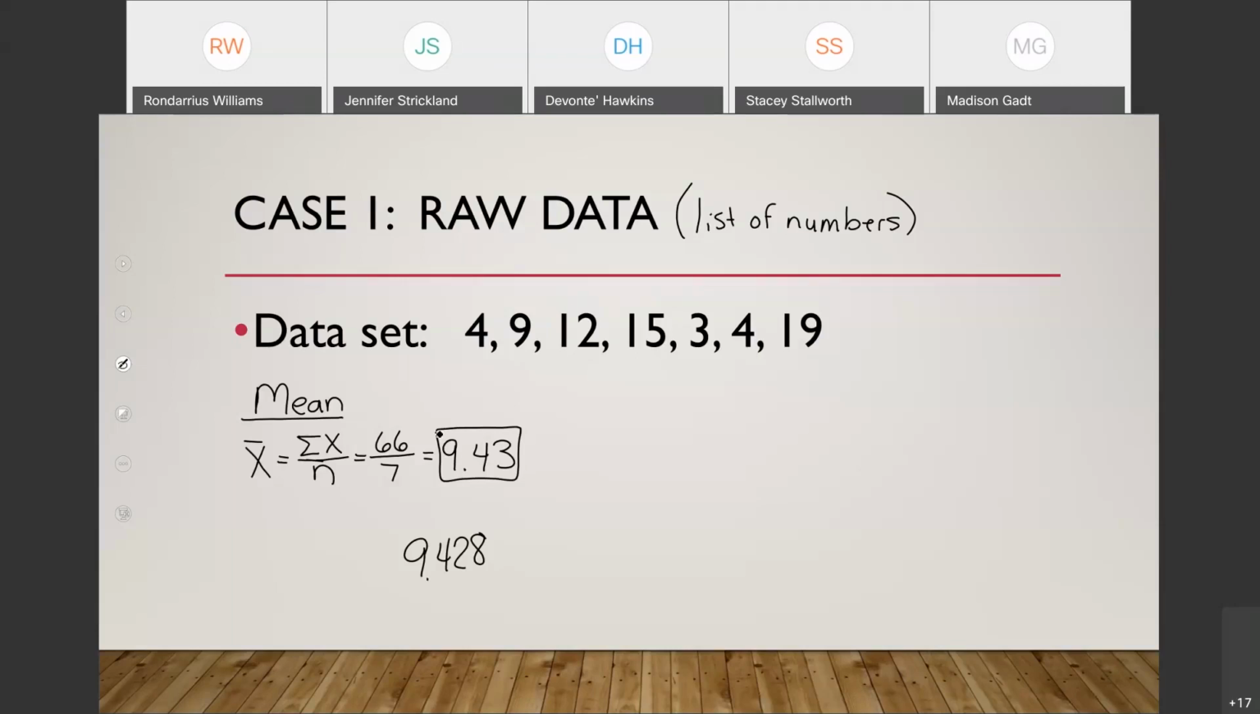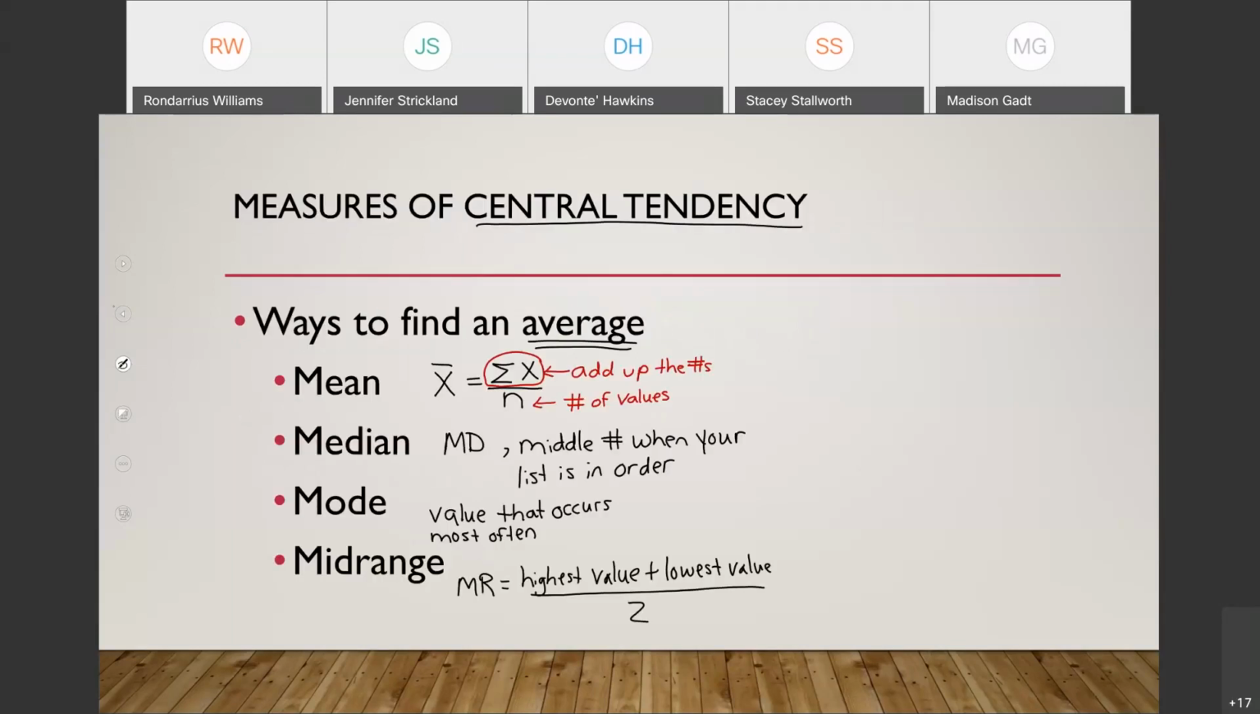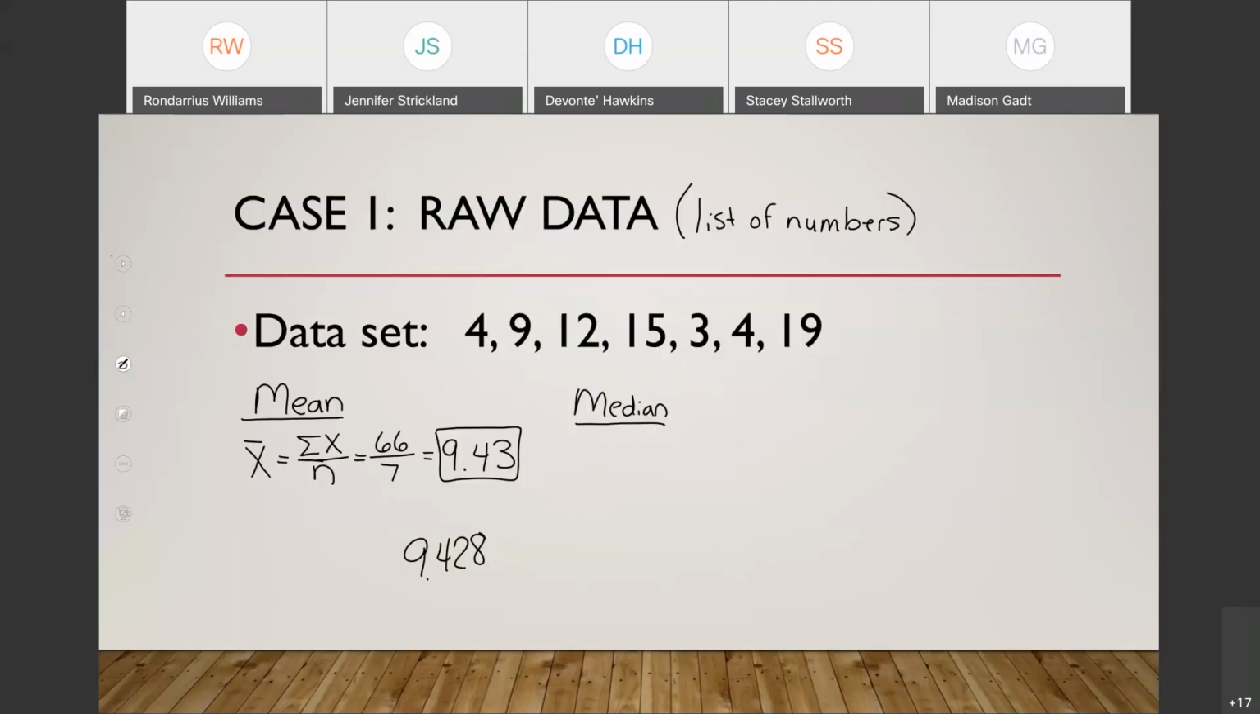All right, everybody okay with that? All right, so the median. What do I need to do for the median? Okay, so we said the median was the middle number when the list was in order. So I need to put the numbers in order, which is not terrible to do, there's not that many of them, so let me do that real quick.